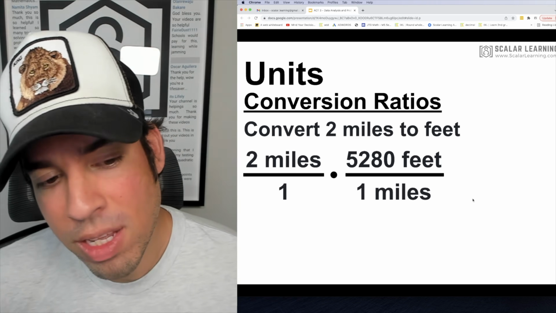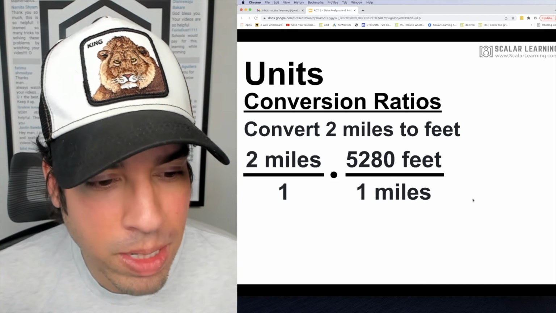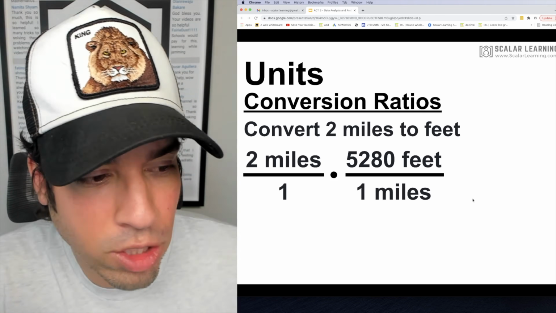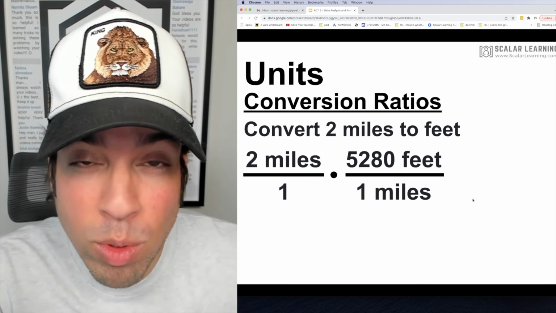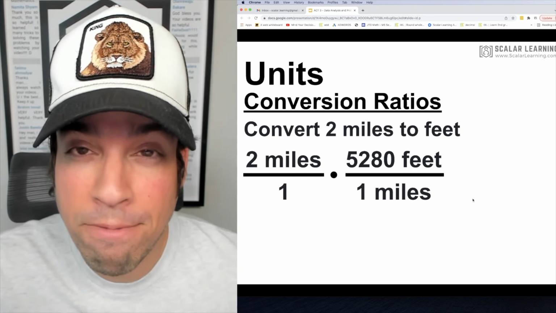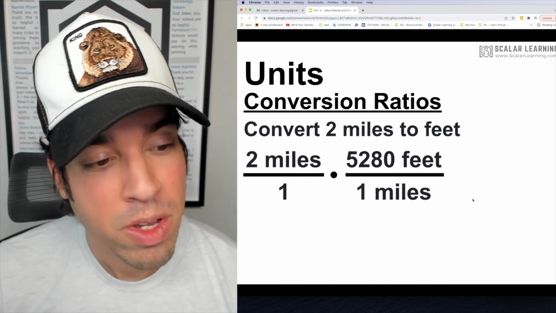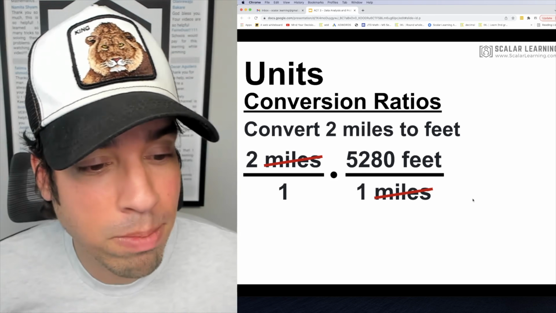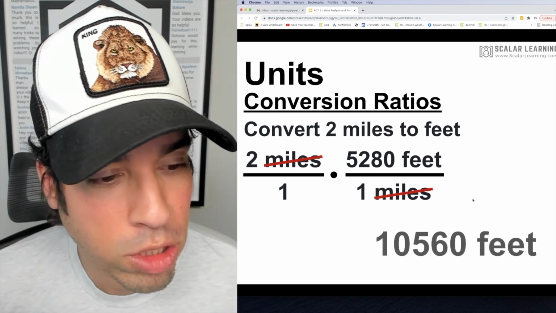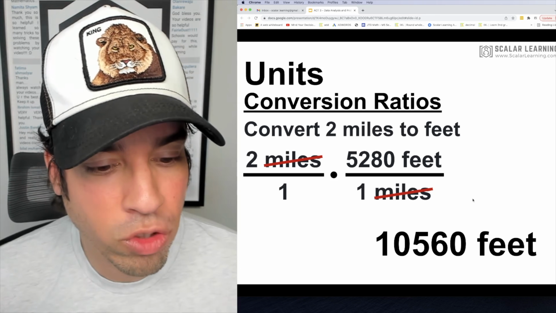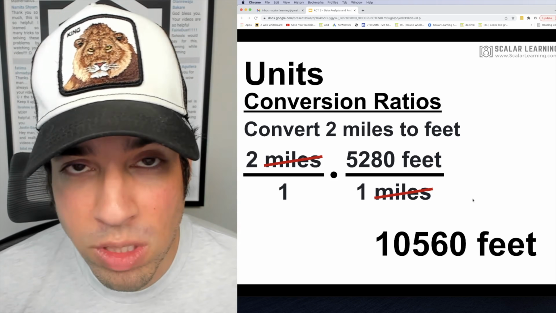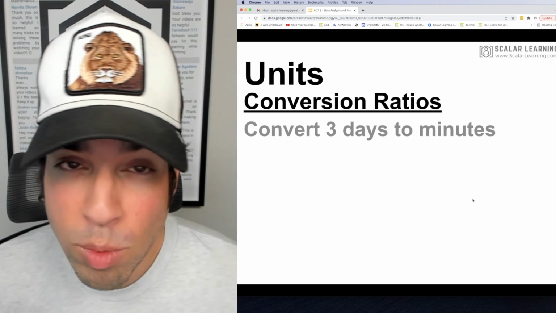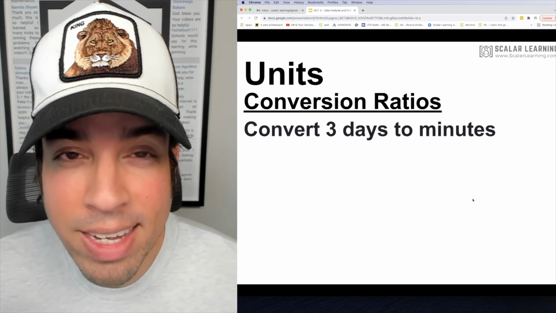So why did I put it this way? Why didn't I put miles on top of feet? It's because you want the units to cancel out. We want the miles to be gone so that feet remain, because we're trying to convert this to feet. So when we set it up this way, check it out. The miles on top and bottom, boom, they just cancel out. Then we multiply across. 2 times 5,280 is 10,560 feet. Done.